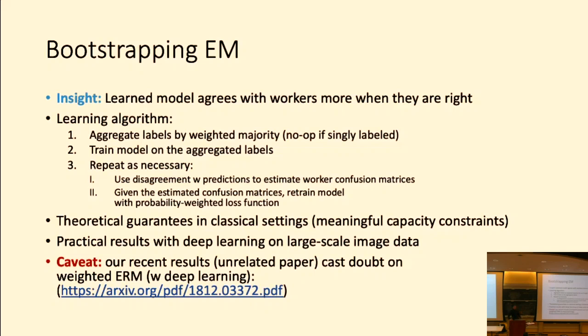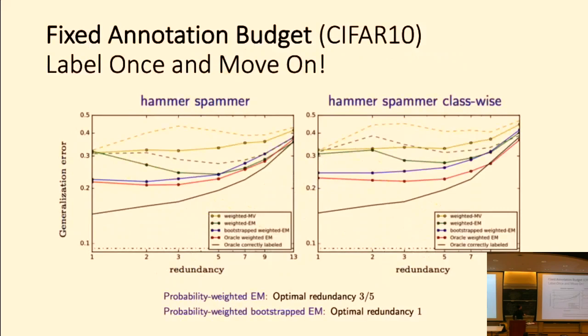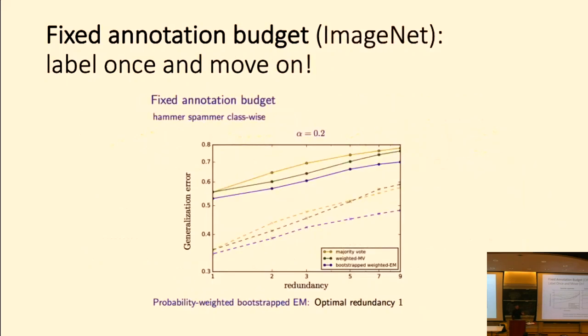And then we have a new model that comes out, and we can use that new model to re-estimate the confusion matrices. Instead of judging workers against consensus, we judge workers against the model. When we do this, one thing that's interesting is that with a fixed annotation budget, we find very often that the best performance comes from using very small, often just a single label. So we often find that label once and move on is actually the best we can do.